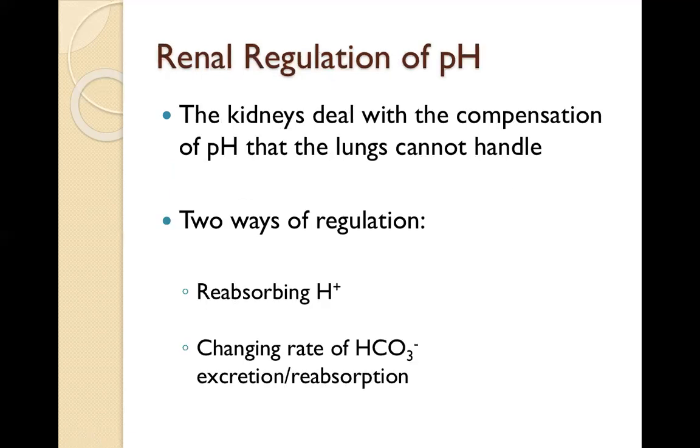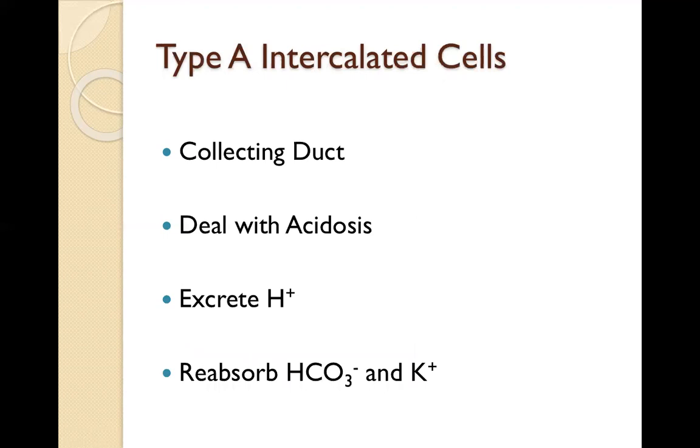The third way that we regulate pH is through the kidneys. And the kidneys will help deal with the compensation of pH that the lungs can't handle. And there's really two ways of regulating pH. You can either reabsorb hydrogen ions, or you can change the rate of bicarbonate excretion or reabsorption. And this will help fine-tune the pH back to normal.